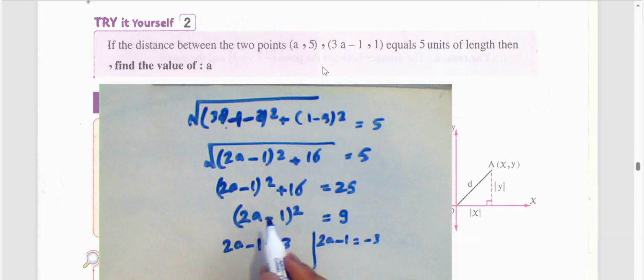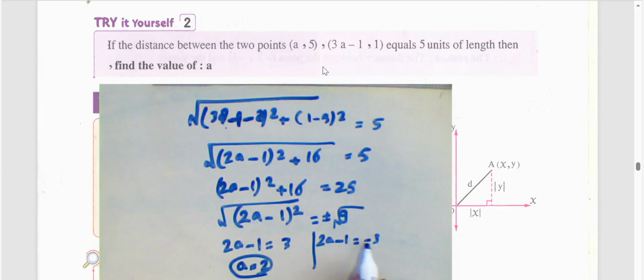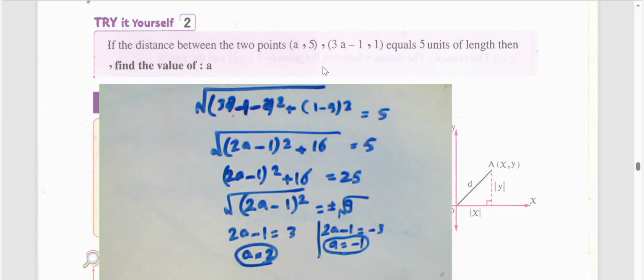Then the value of a equals 4 divided by 2 equals 2, and here negative 3 plus 1 is negative 2, divided by 2, it will be negative 1. Then we have two solutions. a will be equal to 2 or negative 1.